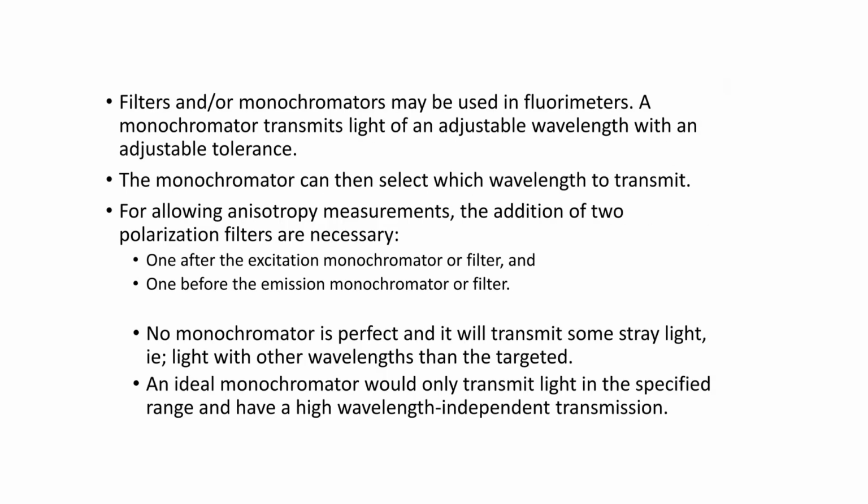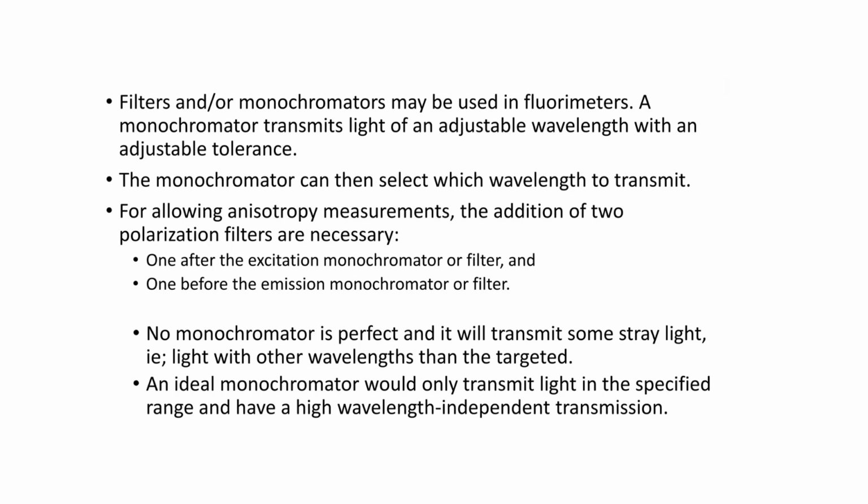Filters, or monochromators, may be used in fluorimeters. A monochromator transmits light of an adjustable wavelength with an adjustable tolerance. So the monochromator can select which wavelength to transmit. For anisotropy measurements, the addition of two polarization filters is necessary, one after the excitation monochromator or filter and one before the emission monochromator or filter.